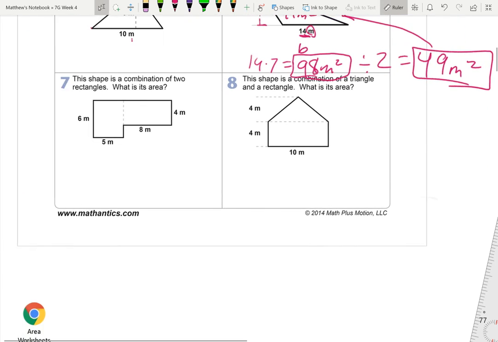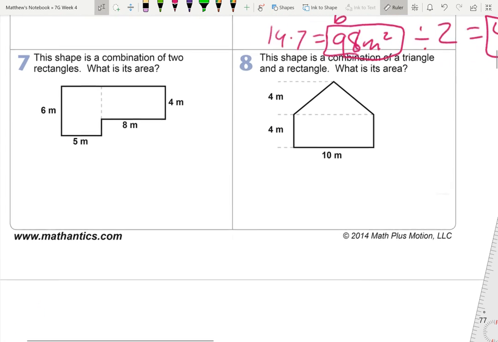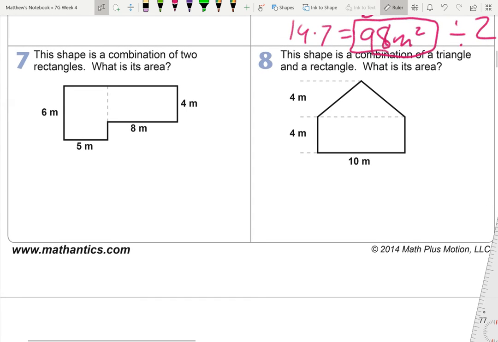And then this is where we have to use what we know about quadrilaterals and triangles to find the area of these polygons we see on the screen. So it says this shape is a combination of 2 rectangles. Okay, so I've got rectangle number 1 and rectangle number 2. And they draw these little lines here to help you out. I like to make them even darker, so that way I can very clearly separate the 2 rectangles.